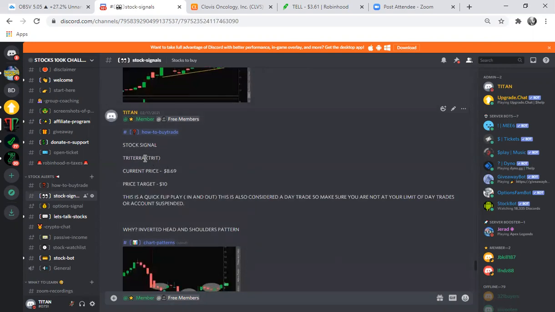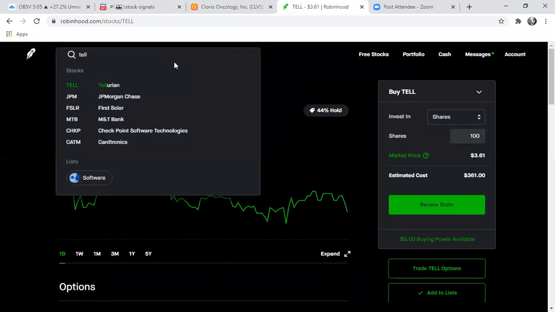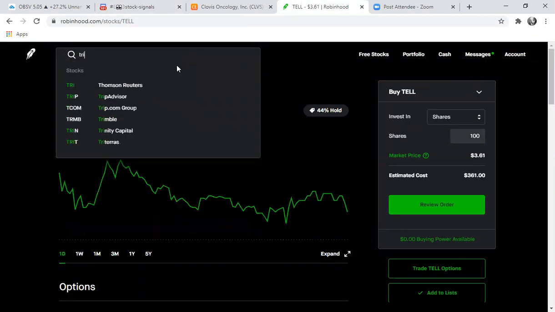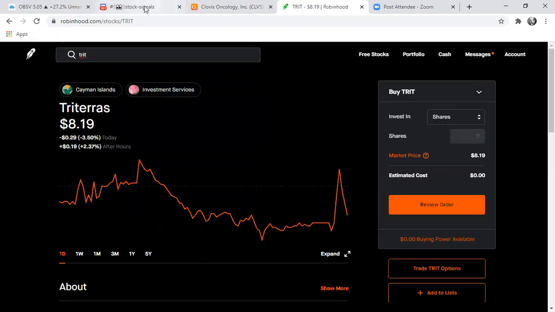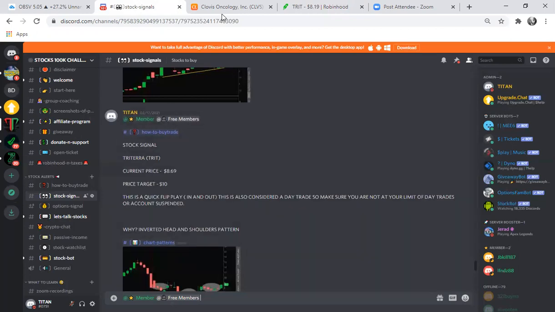So let's do another one. Let's do one more. Stock signal, Tritera. You'll go in Robinhood and type in TRIT, and it will pop up. Click on Tritera. The current price was $8.69 when I put this out. That was February 17th. Our price target for this is $10. So basically, I'm saying I predict this to hit $10 in the near future or in the future in general.